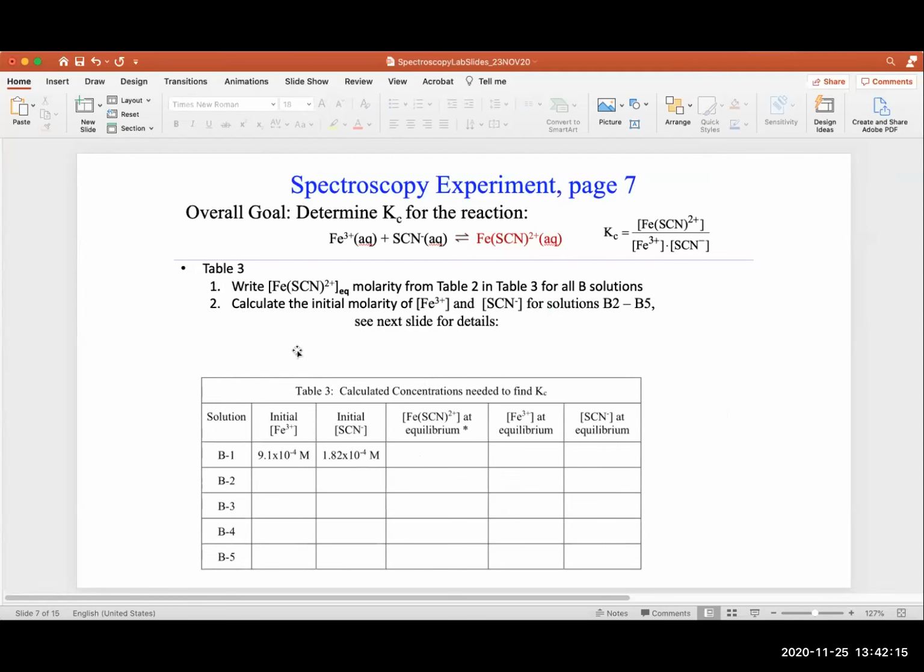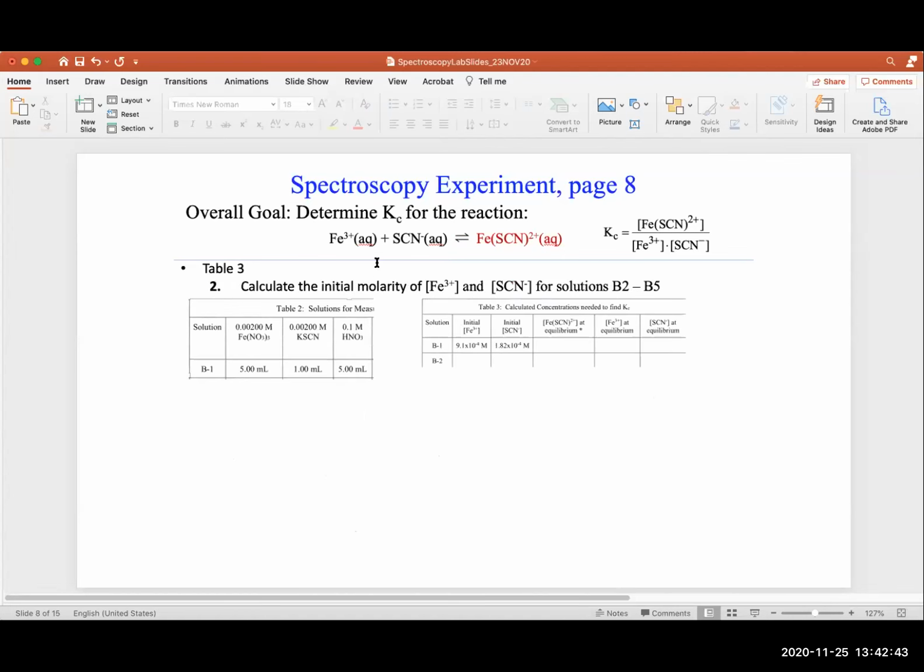Next, table 3. So that molarity from table 2, the product at equilibrium, goes in this column. Rewrite that in table 3, and then follow the directions I guided you through to calculate your initial iron and SCN minus molarity, right? Because we're diluting it down from the 5 mL of iron to the 11 mL total, same with the SCN minus. So we get our initial molarity.